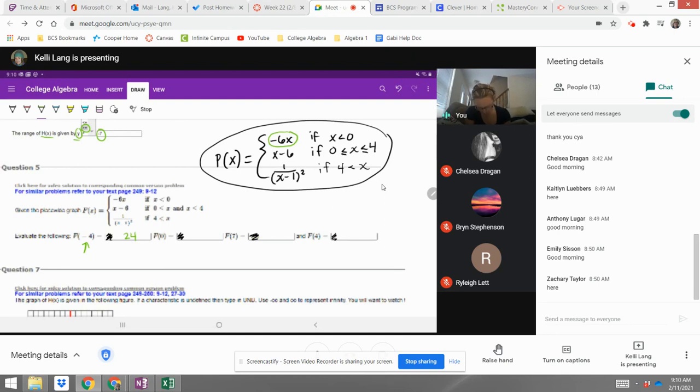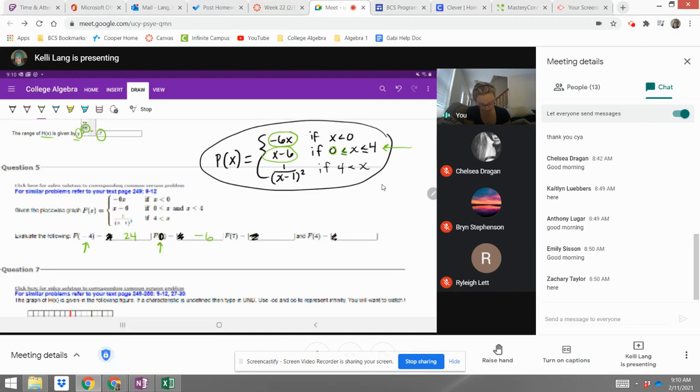I can't read this at all. I think this says 0. So we're going to assume this wants us to plug in f of 0. If 0 is our x value, then we need to plug it in here, because this is the place where 0 is less than or equal to x. So if we plug 0 in here, 0 minus 6 gives us -6.